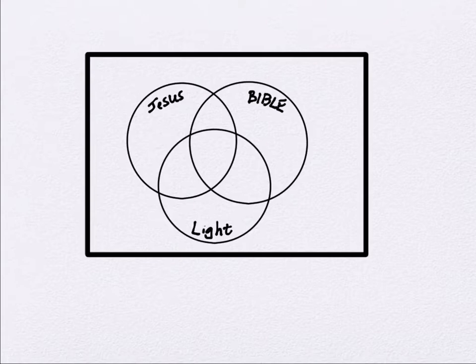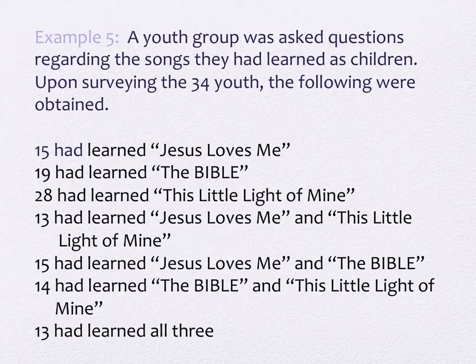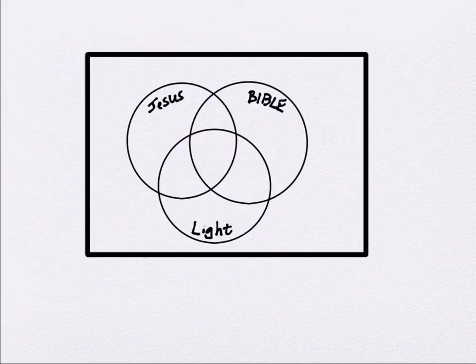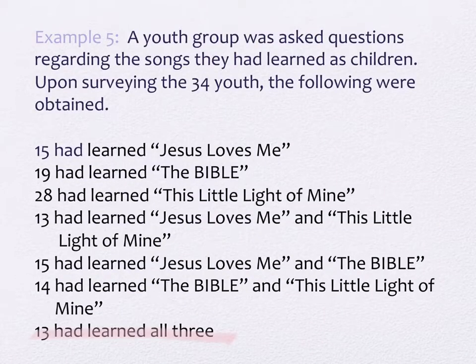And where should I start with all of this list of details? At the end. And that doesn't always happen. It just happened here, right? It says 13 had learned all 3. So where will that go? Right in the middle. I have 13. Awesome. What would you like to do next?